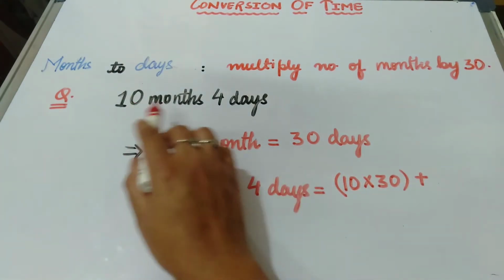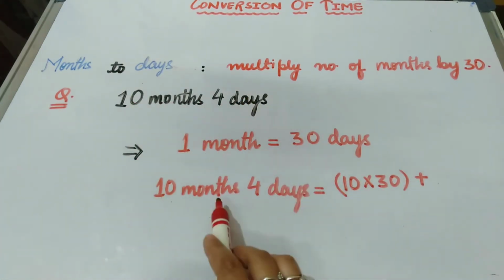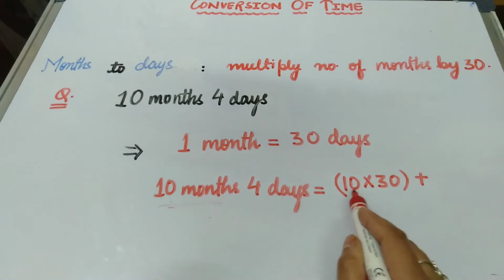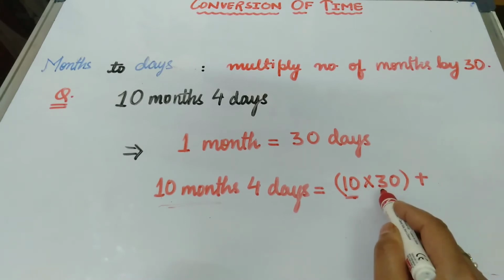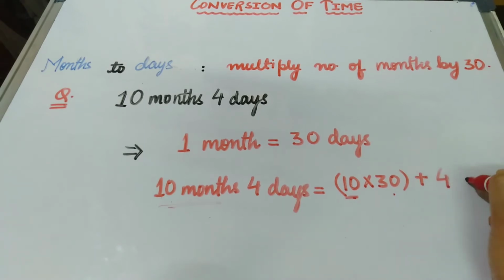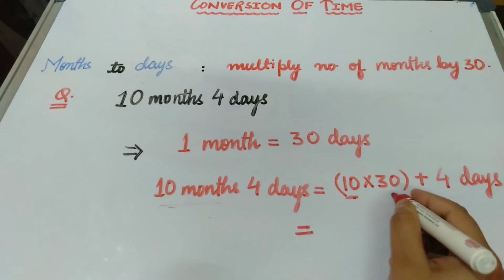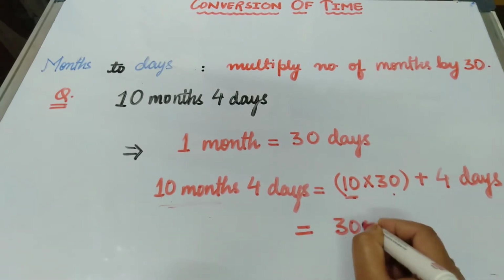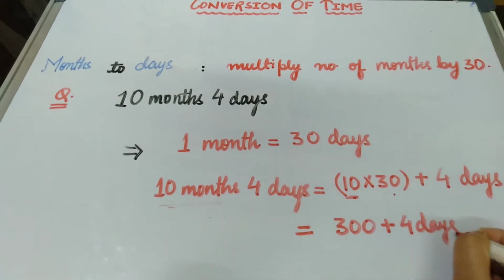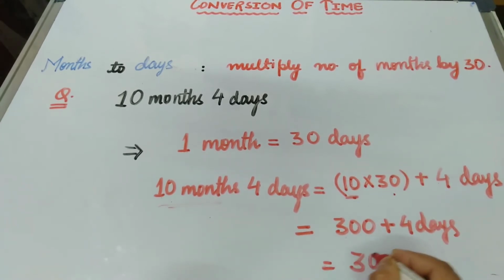Here, as in the question it is given 10 months 4 days, 10 months we have to convert. So we will write the number 10 and multiply it with 30, and 4 more days are there, so we will write it in addition form. Now 10 into 30 is how much? 300. Plus 4 days, so it will be 304 days. In this way you can convert months to days.